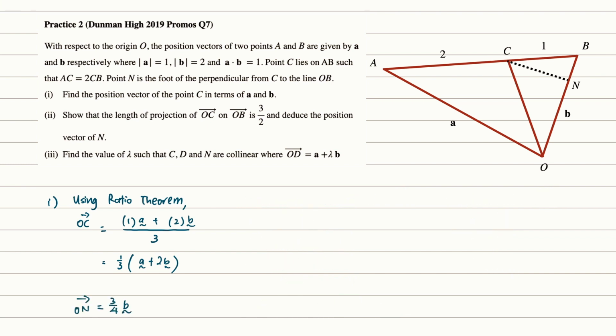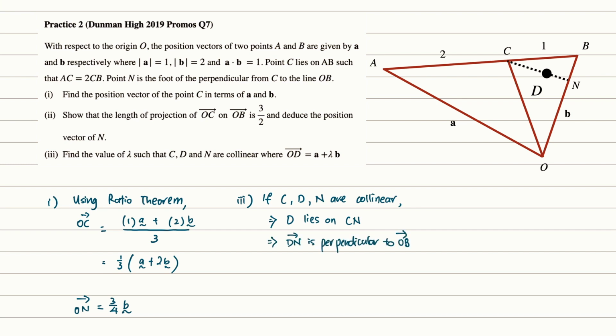Now in the last part, we are going to find the value of lambda such that C, D, and N are collinear, where OD is equals to A plus lambda B. If you're lost on what to do, not to worry. What we can do is to sketch the position of D on the diagram. So if C, D, N are collinear, it means that point D lies on CN. And this also means that DN is perpendicular to OB.